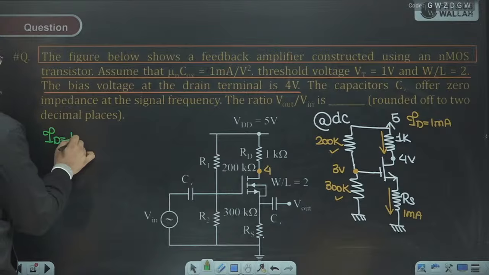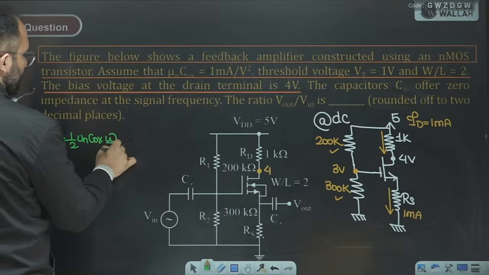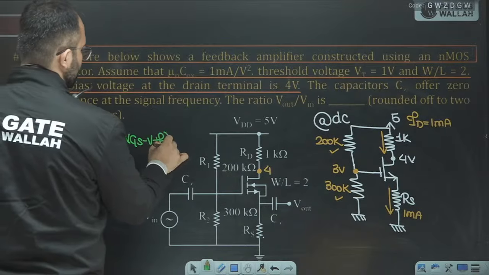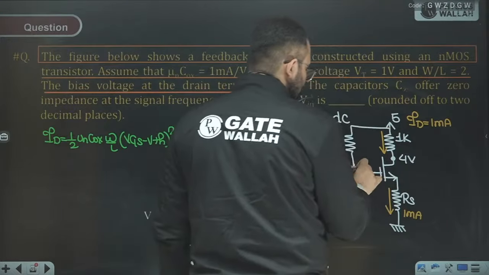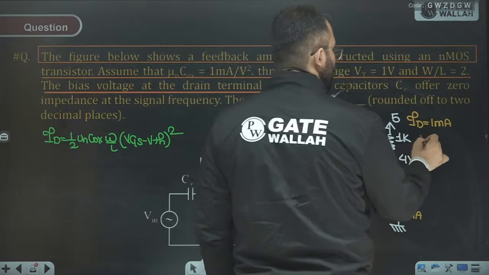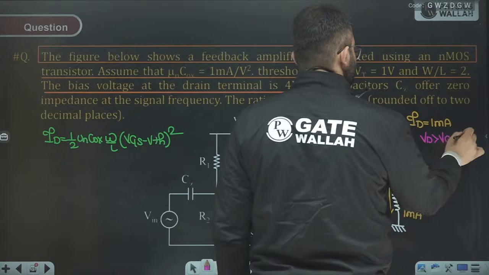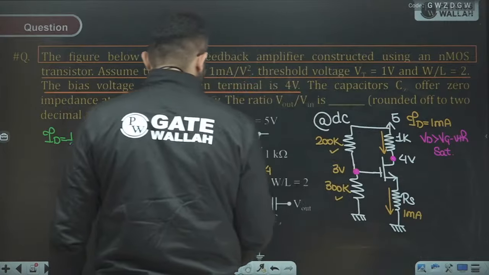ID is equal to half mu n Cox W by L, VGS minus VTH whole square. Now we can see that the gate is at 3, the drain is at 4. So we can see that the drain voltage is greater than gate voltage minus the threshold voltage. So the device is in saturation mode.